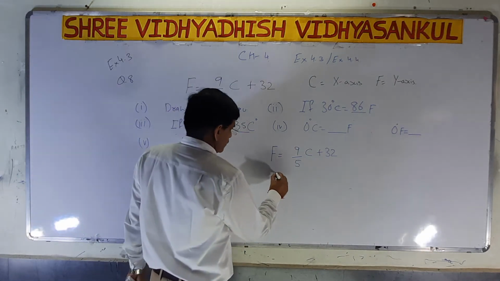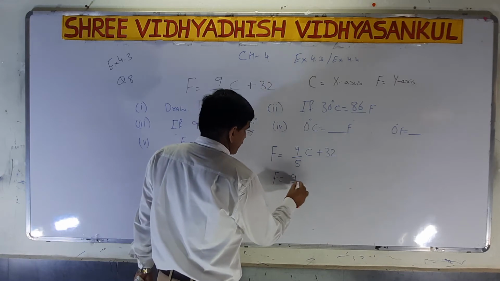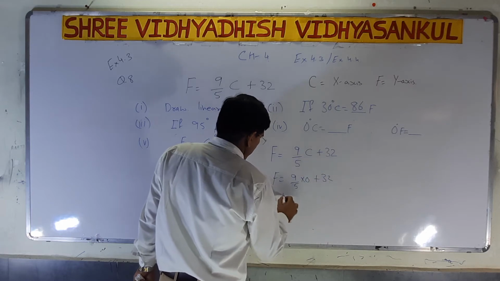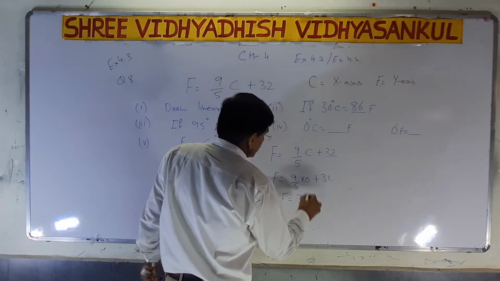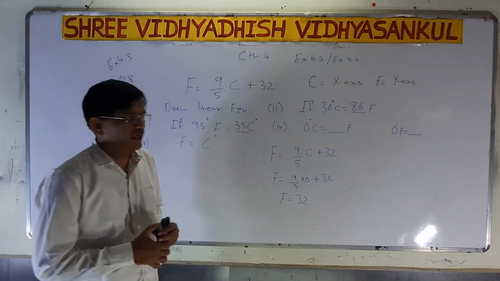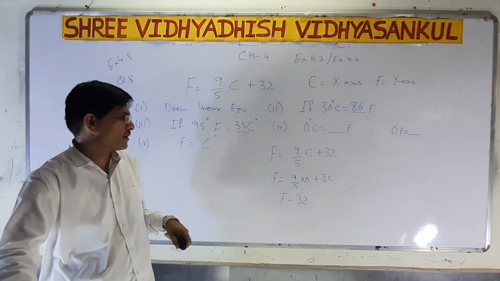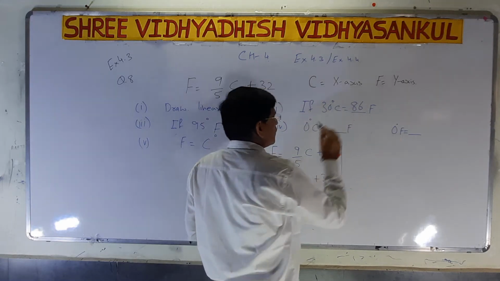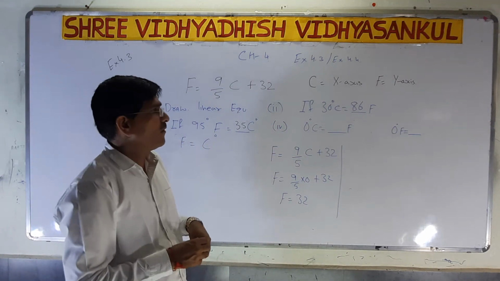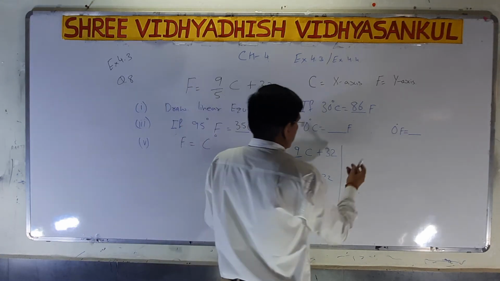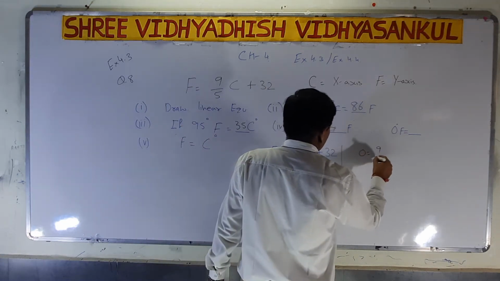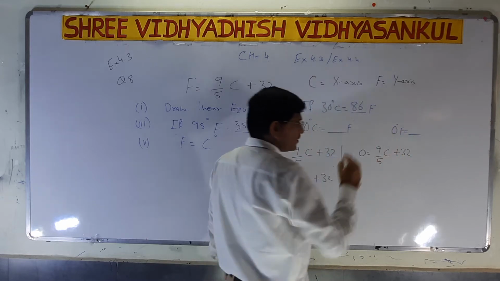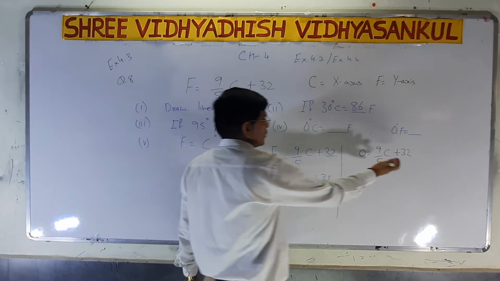So F is equal to 9 upon 5 into 0 plus 32. So the answer is 32. So 32 Fahrenheit is our answer. Same sum now, but which value do I put as 0? Fahrenheit I put as 0. So now 0 is equal to 9 by 5 C plus 32. So 32 should be shifted.